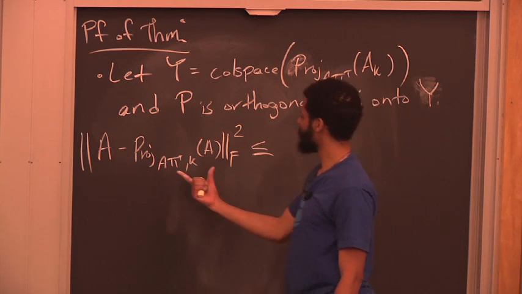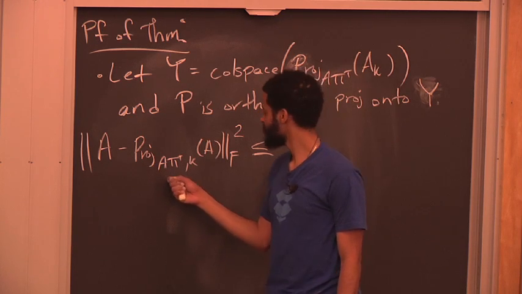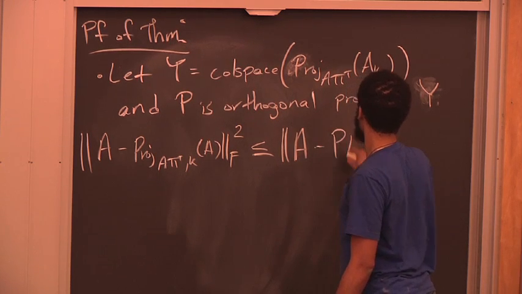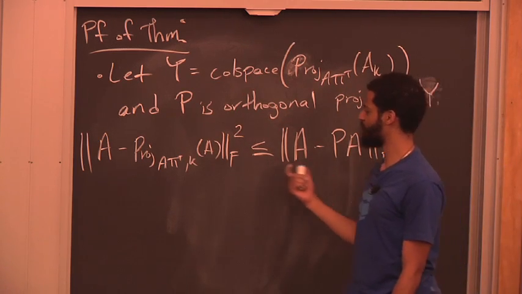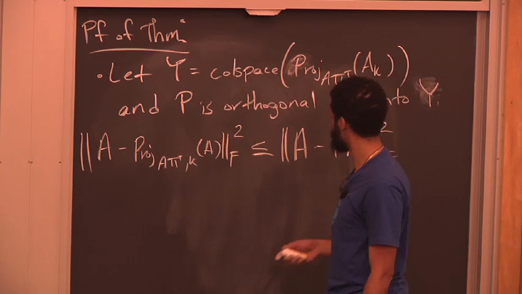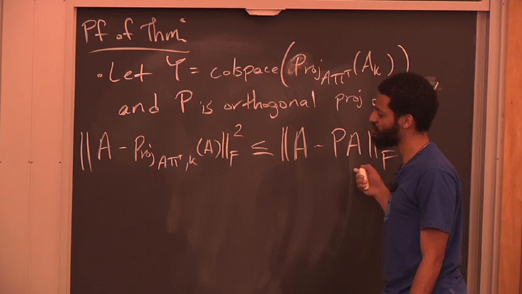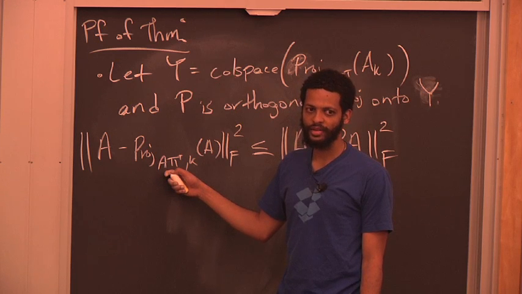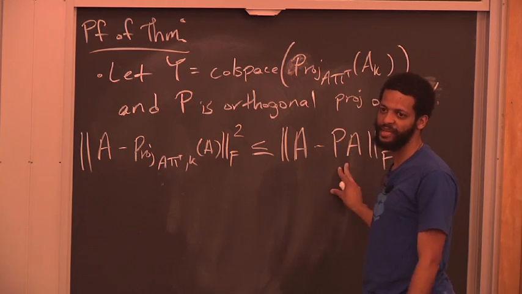Now, what is this matrix? This is the best rank K approximation in the column space of A pi transpose. So this is certainly at most the Frobenius norm squared of A minus PA, because PA is a rank K matrix that lives in the column space of A pi transpose. So certainly the optimal rank K approximation does better than PA does.